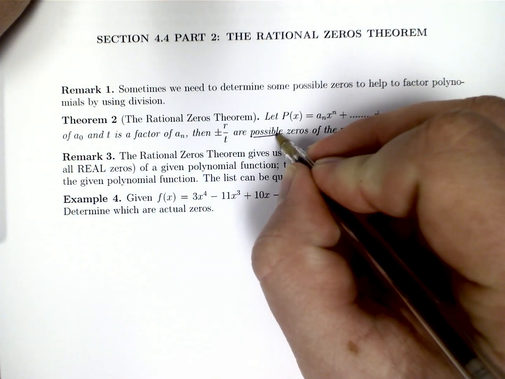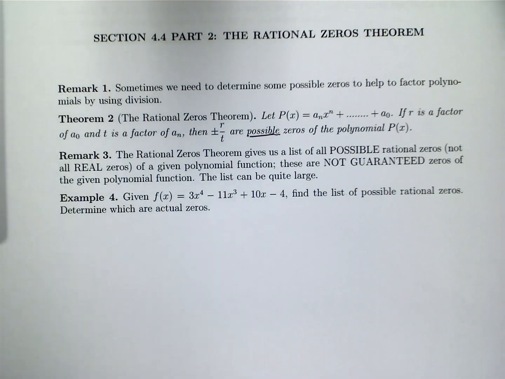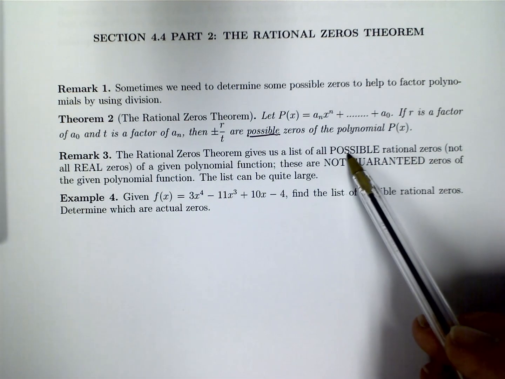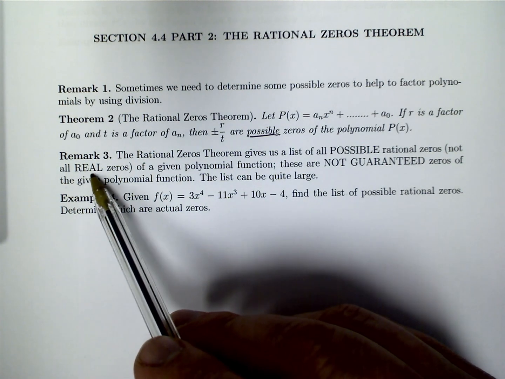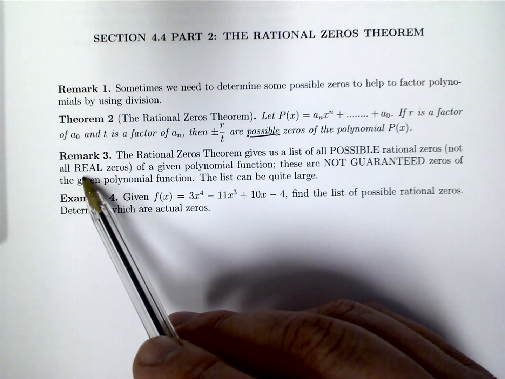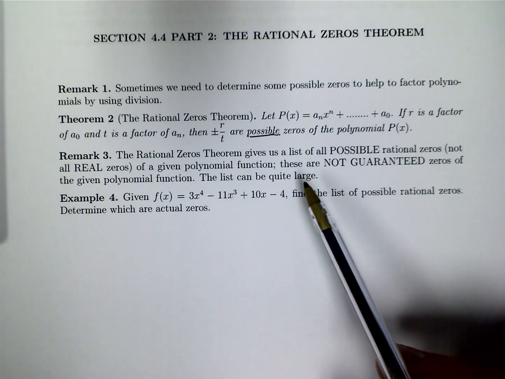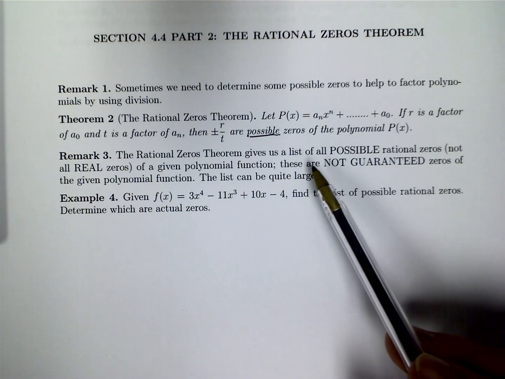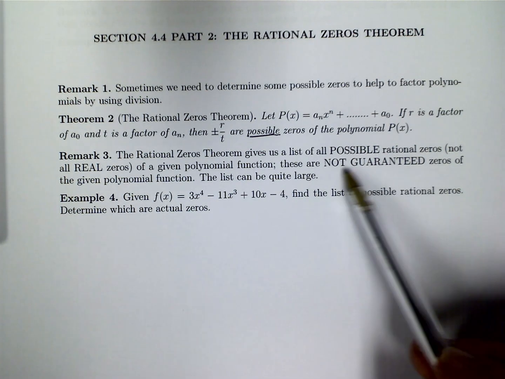And again, emphasis on possible zeros. And when we say zeros, we mean that if you plug them in, the output of the polynomial is 0. So this gives us all possible rational zeros. They're never irrational numbers. So it doesn't give us the list of all real zeros. We could also get complex or imaginary zeros. And since they're possible, it's not guaranteed.